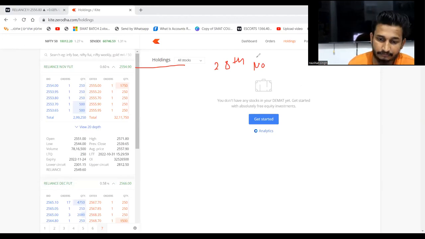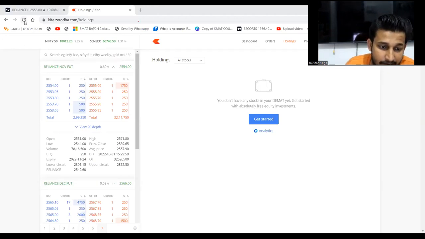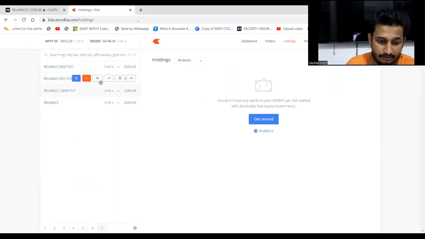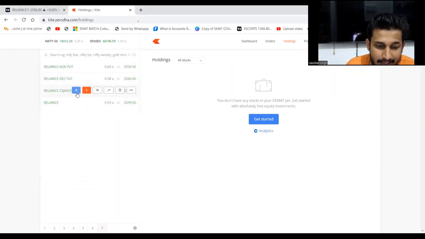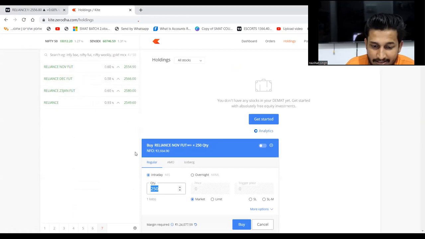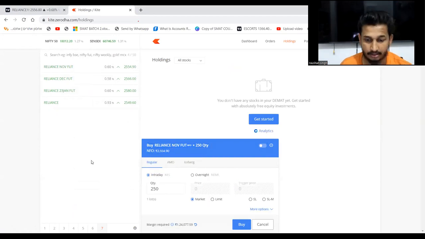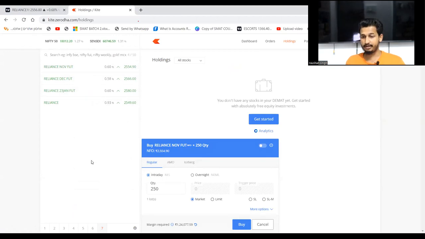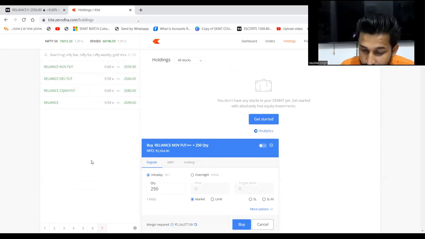Remember that. Now let's understand why we trade in this segment. What is the basic pro of this? Let's say I want to buy this Reliance November future. You can see that it is coming in one lot. So derivatives are traded in lot size. What do you mean by lot? A lot is basically a fixed quantity of shares. A fixed quantity is always going to be there in a lot.